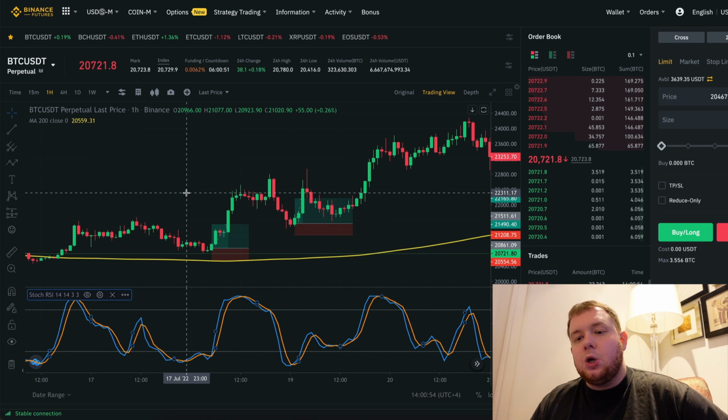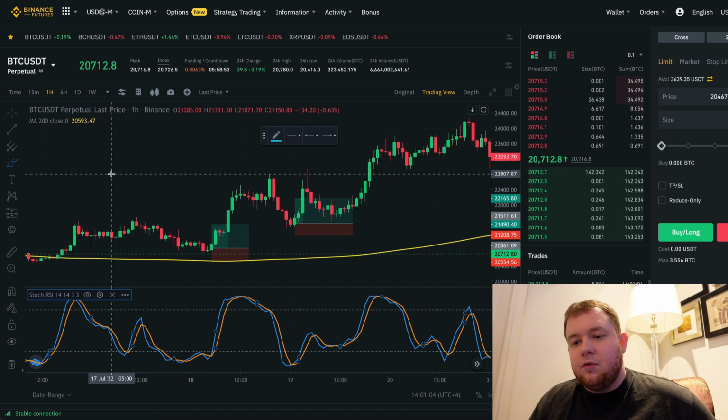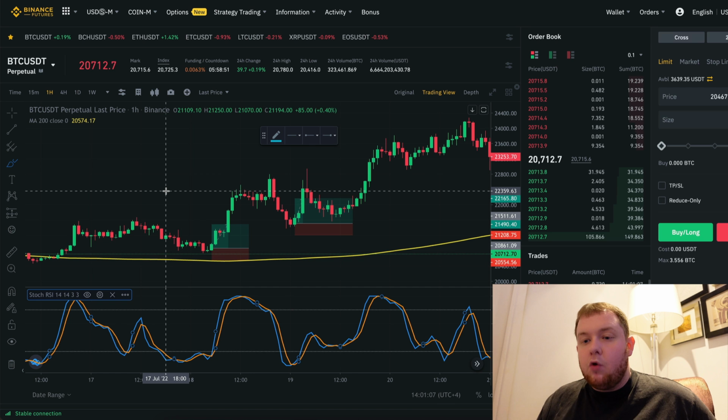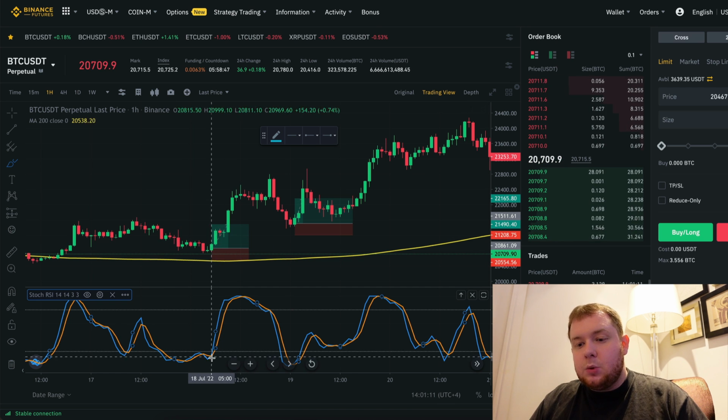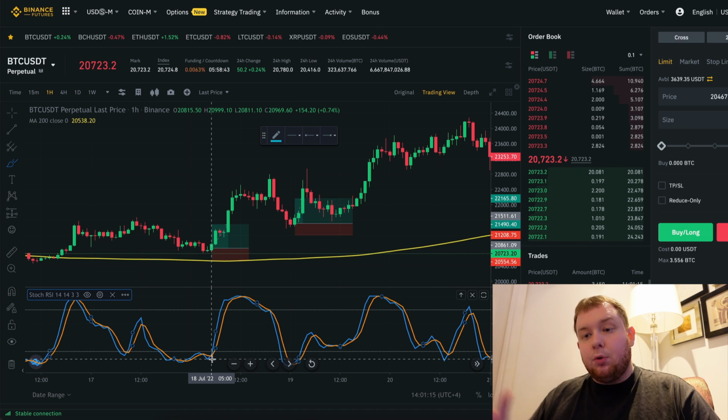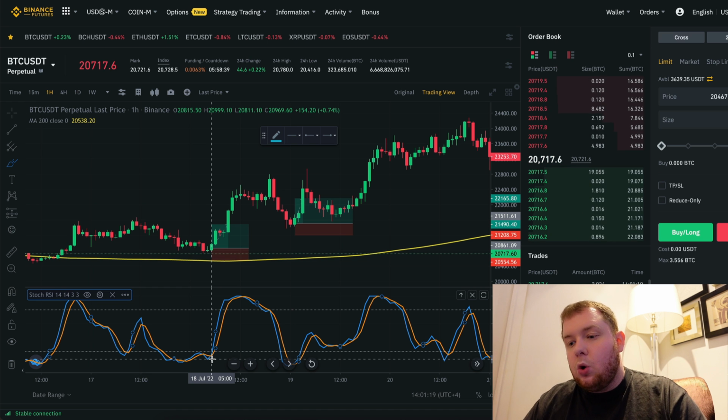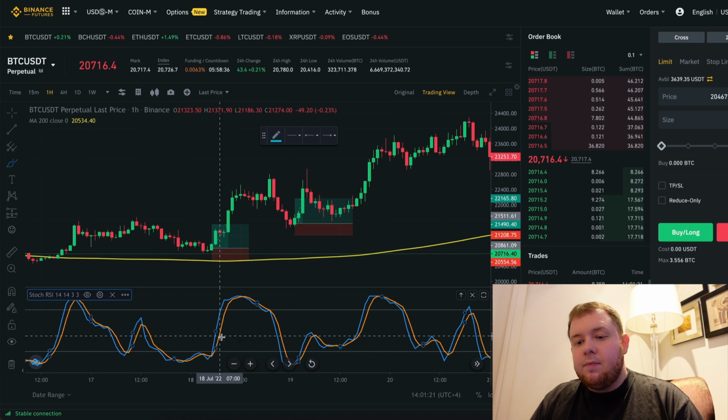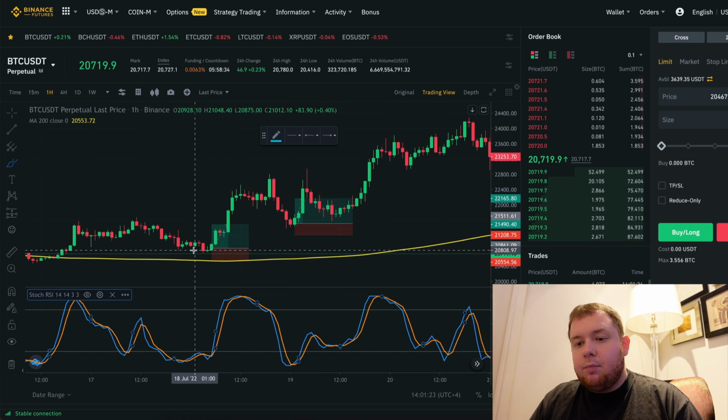Now I'm on the hourly chart. We can see we are above the 200 moving average. Again, we need to make sure the stochastic is in an oversold position, so that means we need to be below the dotted line. This means there's the potential for the price to push up, and the stochastic to then push into the overbought category.